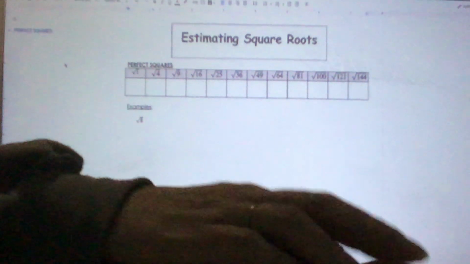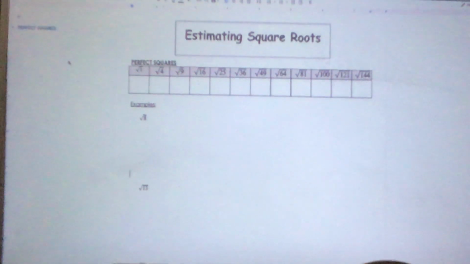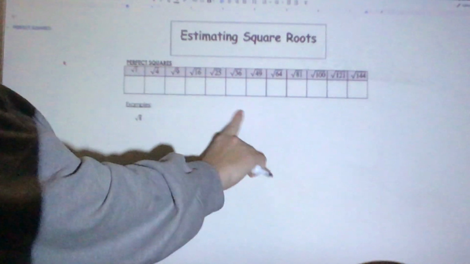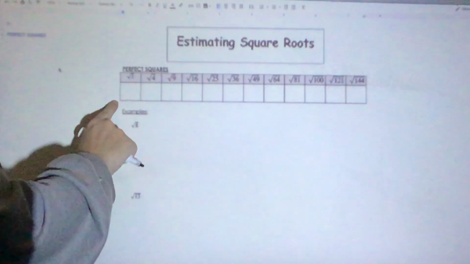Alright, so when we're estimating a square root, the most important thing is that you know the perfect squares. So memorizing this chart, some of you already have it memorized, we know that. You want to definitely memorize this.